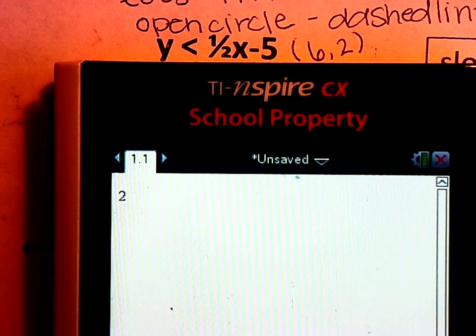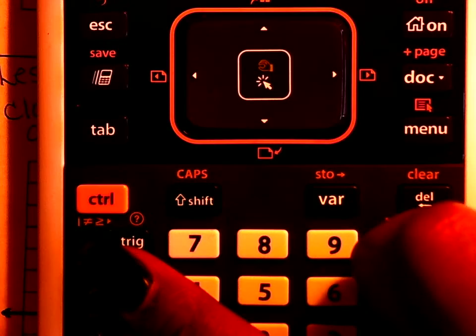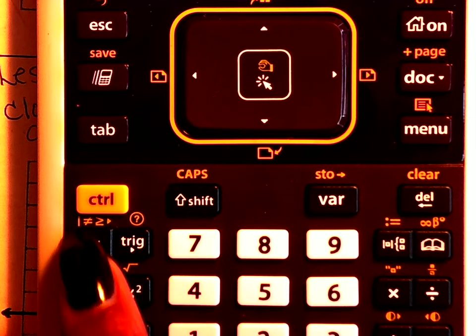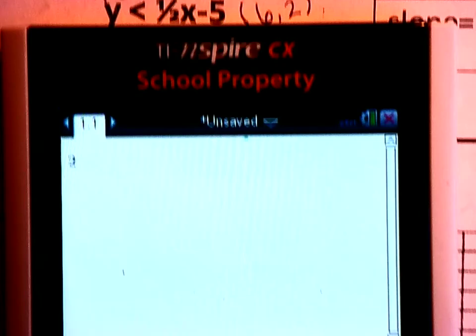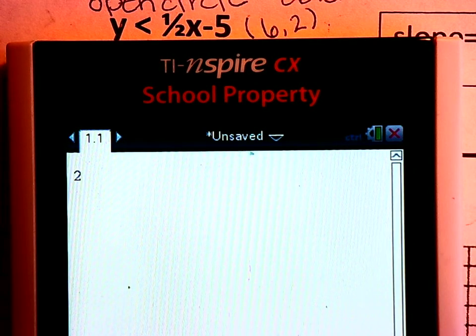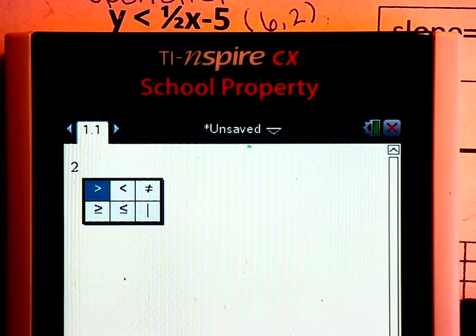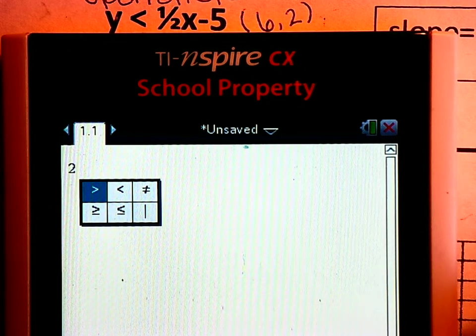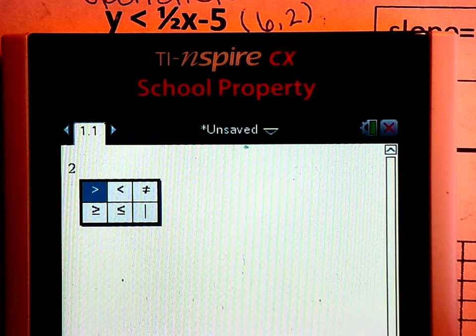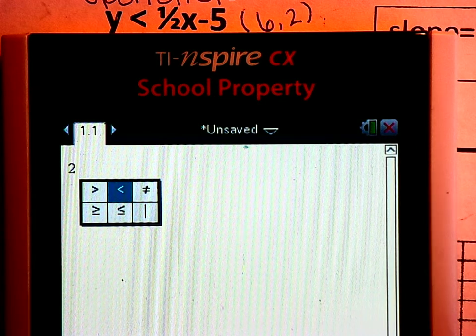2. Okay? 2. Now to bring up the less than sign, you're going to press the yellow control button and then the button right underneath it with the equal sign. Do you see how it has those symbols right above it? So press the yellow control button and then the button right beneath it, and it should pop up like this. Right here? Okay? So it says 2. Go ahead and go to the less than sign and click it.